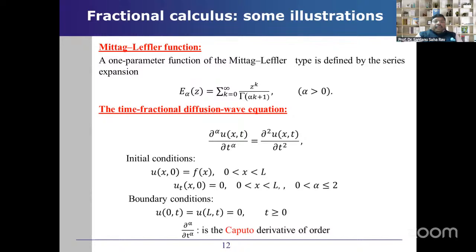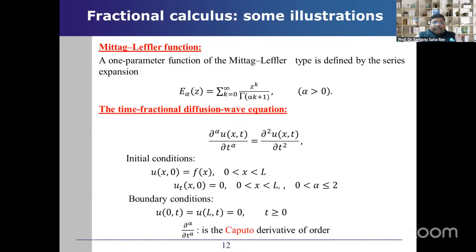So what is the Mittag-Leffler function? The one parameter Mittag-Leffler function, denoted by capital E suffix alpha of z, equals summation over k from 0 to infinity z to the power k by gamma of (alpha k plus 1), where alpha is greater than 0 and mod z is less than 1. And the two parameter Mittag-Leffler function is E suffix alpha comma beta of z, summation over k from 0 to infinity z to the power k by gamma of (alpha k plus beta).